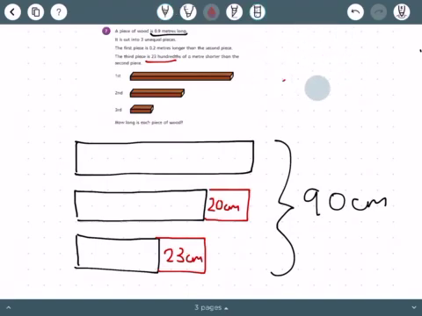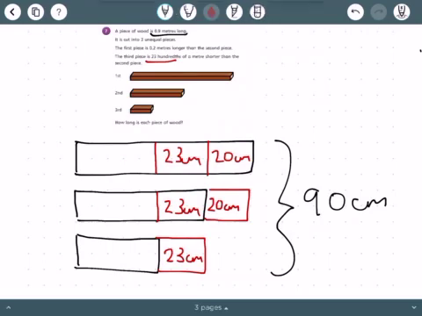Okay, so if that's 23 centimetres, then we also know that this bit here is the same, so I'll undo that bit. We know that that bit there is also going to be 23 centimetres. And because we know that that bit is 23 centimetres, it's going to be the same up at the top as well. So this bit here is going to be 23 centimetres. This bit here is going to be 20 centimetres.